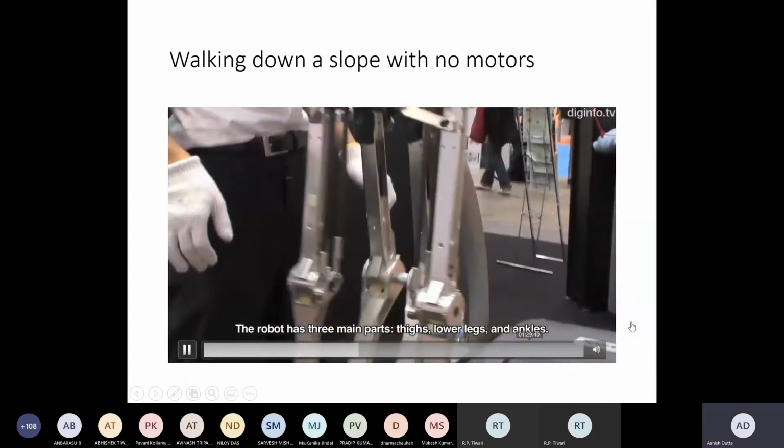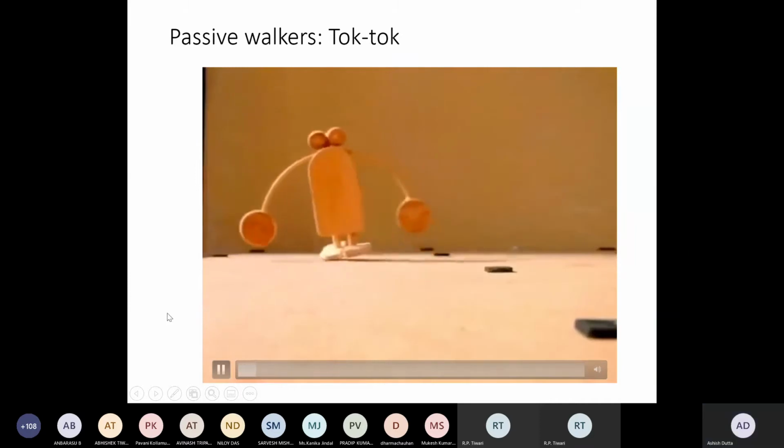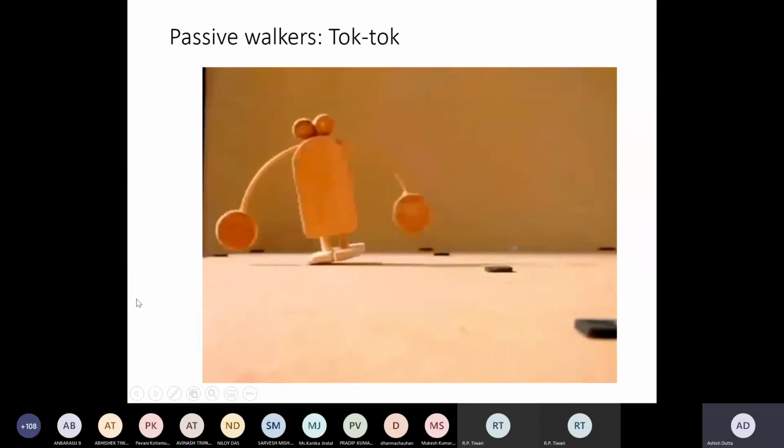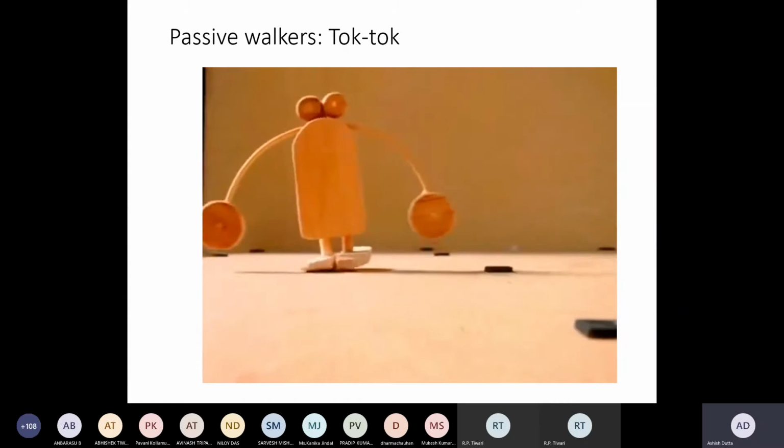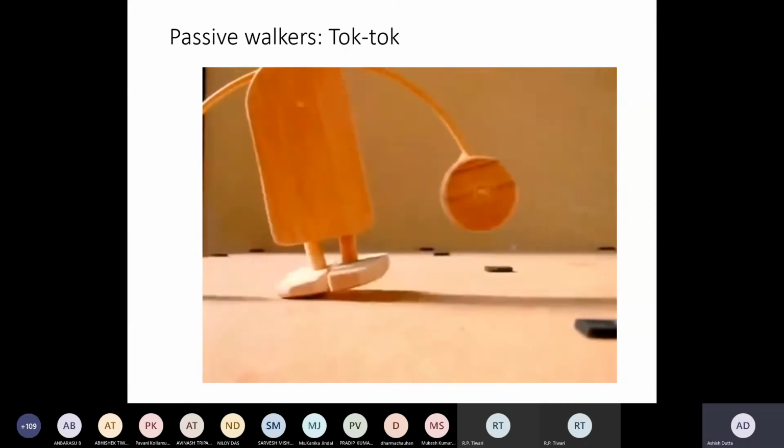So these are interesting because they can walk without energy, but only down a slope. This is a toy which in our class in dynamics, in robot dynamics, we ask the students to make. You can make it with wood or with plastic or with cardboard, and this will give you an idea of passive walking and how it works. If you look at the legs, the whole system is walking forward with no energy requirement from motors. It is using gravitational energy.